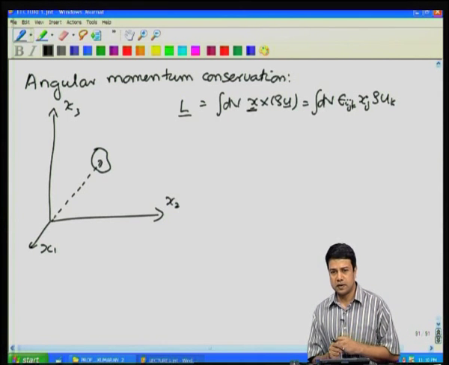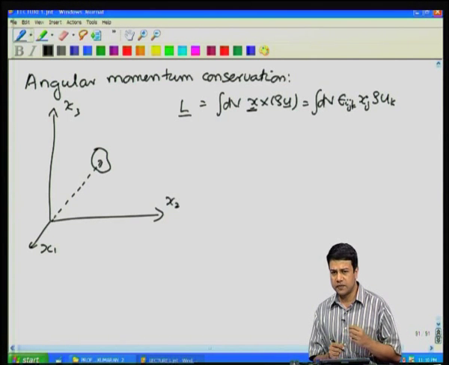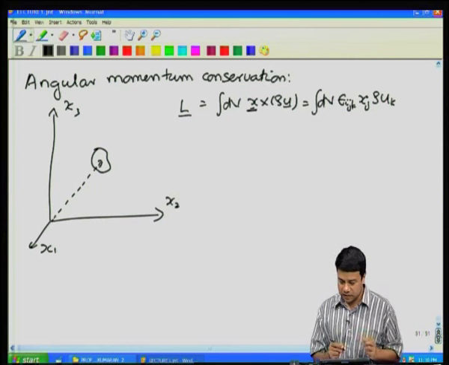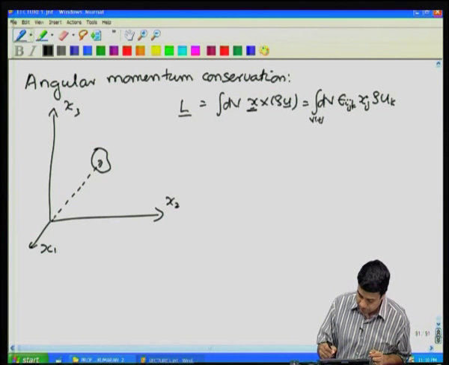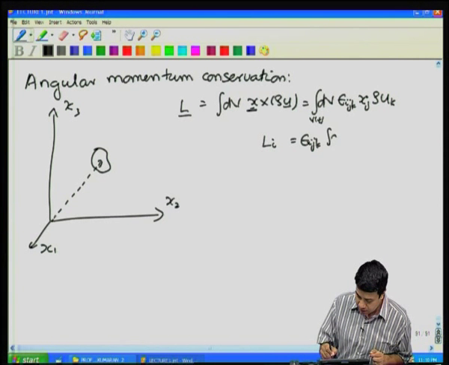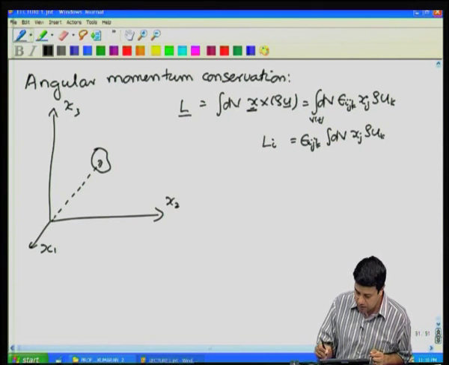And epsilon is the antisymmetric tensor, it is the same everywhere in space. So, it does not depend upon volume. So, in general I can take the epsilon out of this volume integral. Okay. So, I can write this as the angular momentum with index i is equal to epsilon ijk integral dv of xj rho uk.